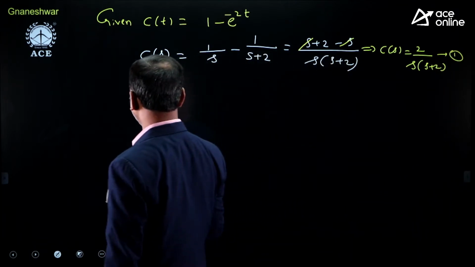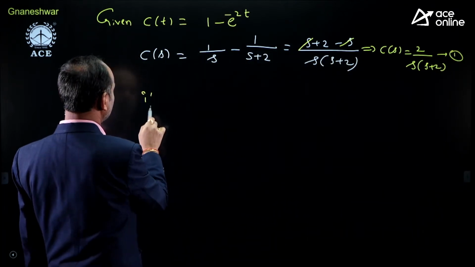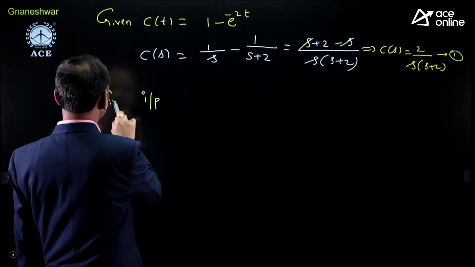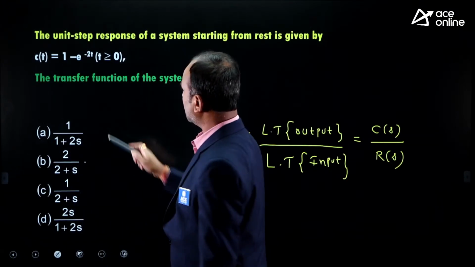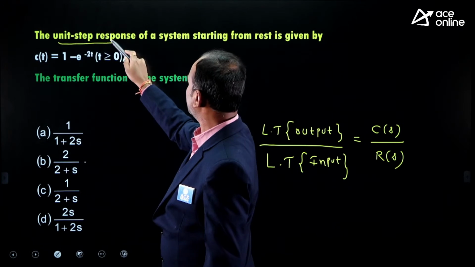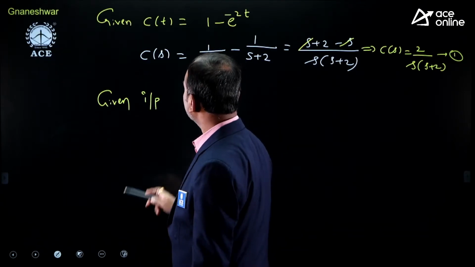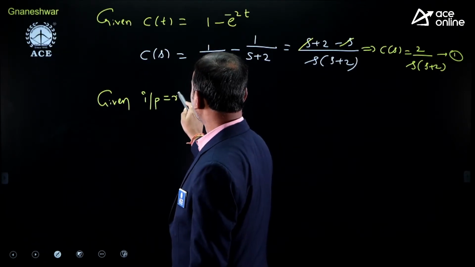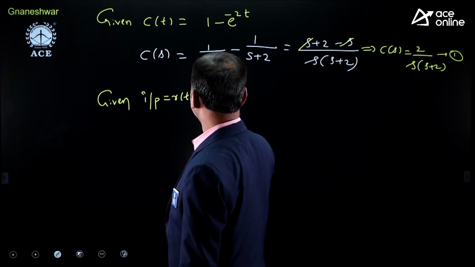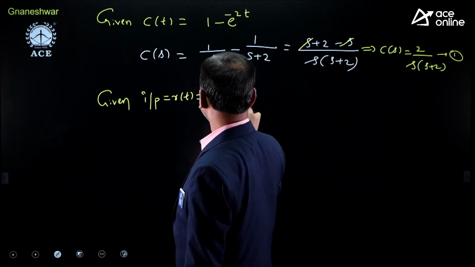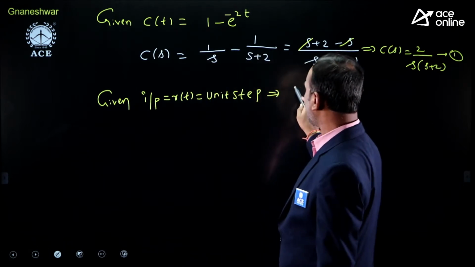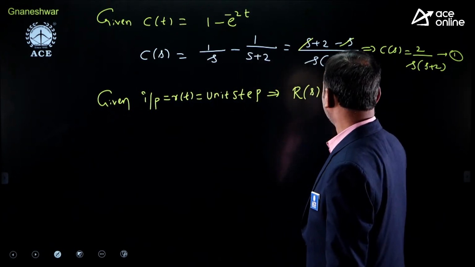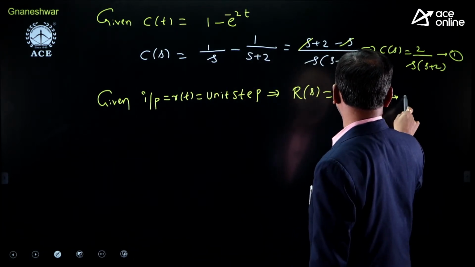Now what is given as input? A unit step input is given. Input R of t equal to unit step. For a unit step, what is R of s equal to? The Laplace transform of the unit step is 1 by s. This is equation number 2.